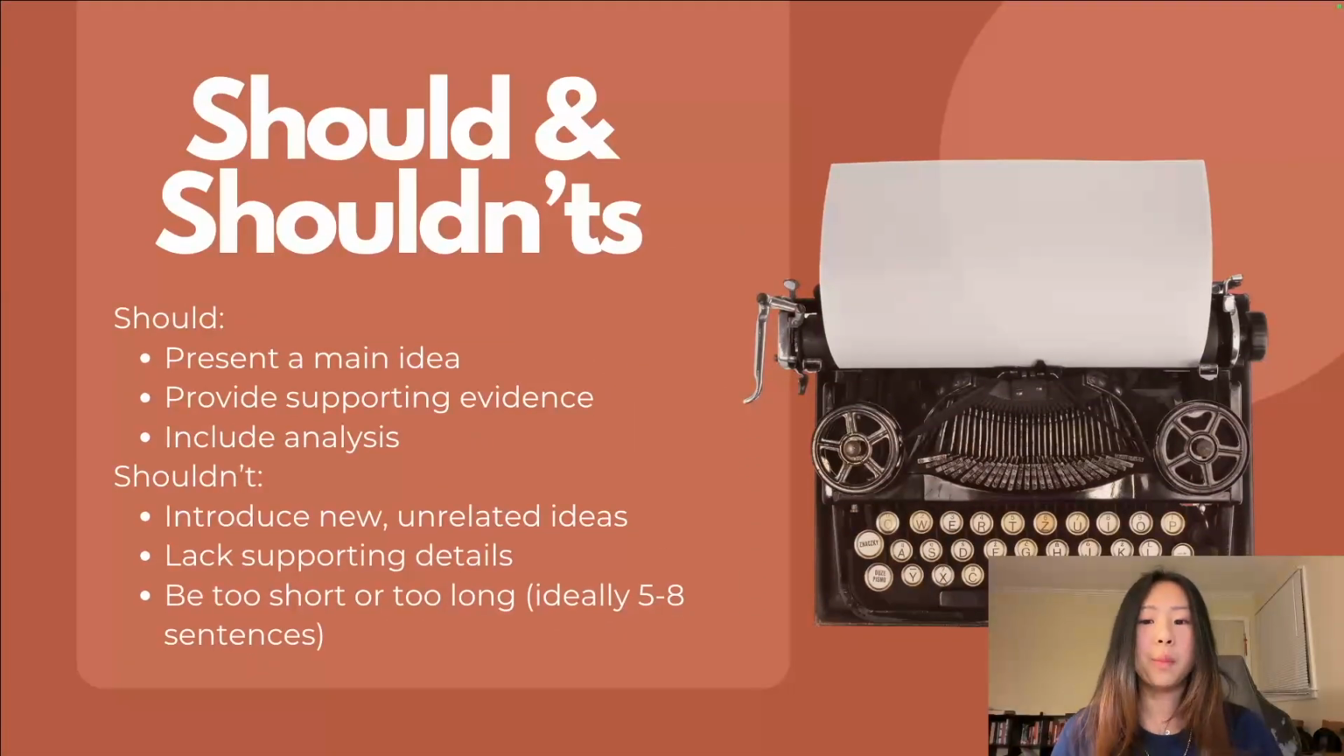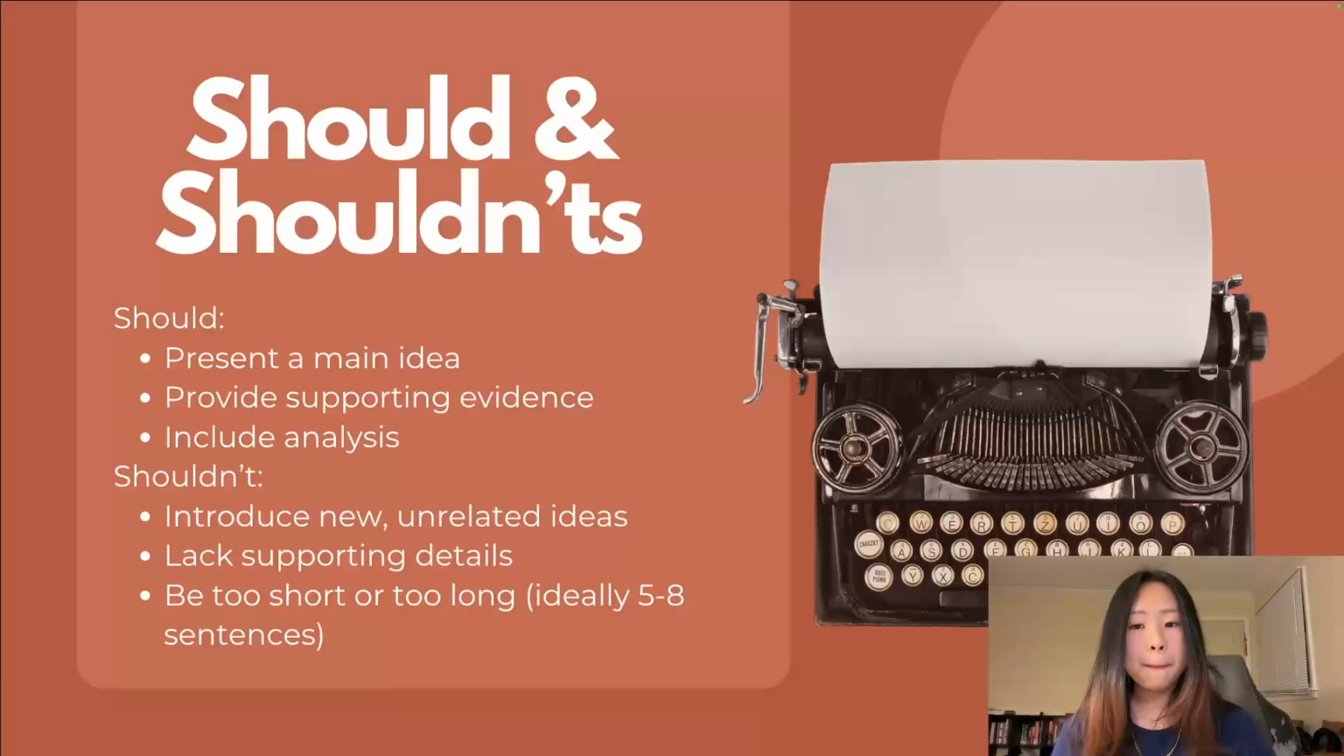So now we're going to talk about what a body paragraph should and shouldn't do. A body paragraph should present a single main idea, unified around one central topic that relates directly back to your essay's thesis statement. The second thing is that it should provide supporting evidence. Make sure you're using credible evidence like facts, examples, and statistics to back up and substantiate your claims. The third thing is it should include analysis. Don't just list your evidence and assume that the reader will understand. Make sure you're explaining how your evidence supports your main idea and your thesis, and this can really demonstrate critical thinking.